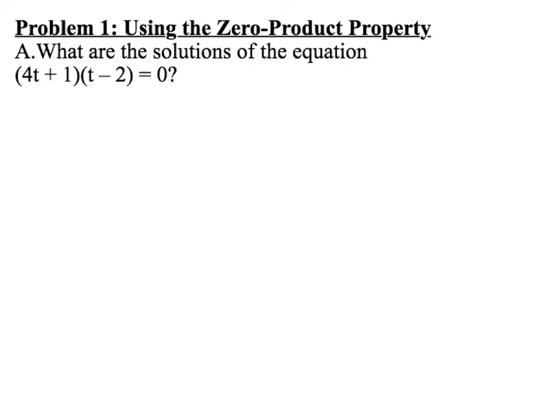So let's solve an example. So either 4t plus 1 equals 0, since our product is 0, or t minus 2 equals 0. So then we just solve each of these.